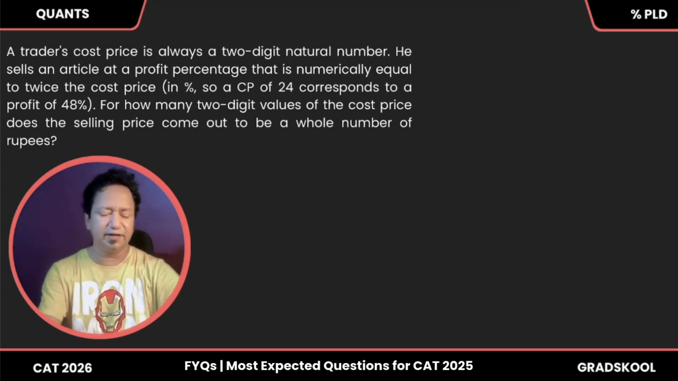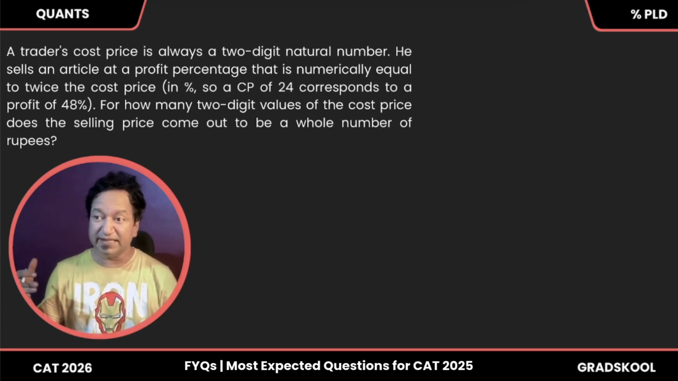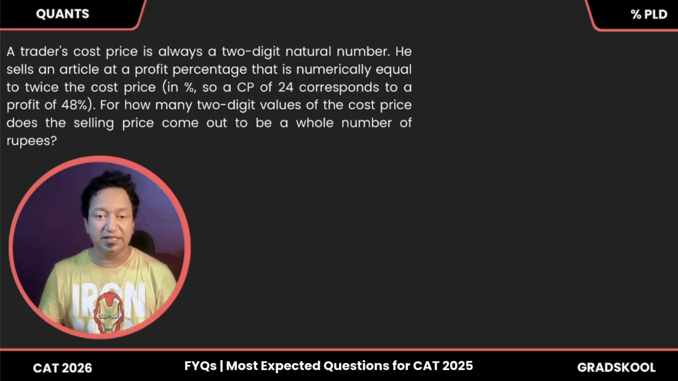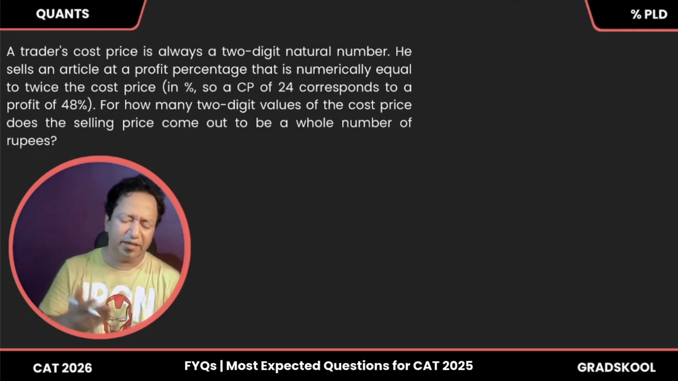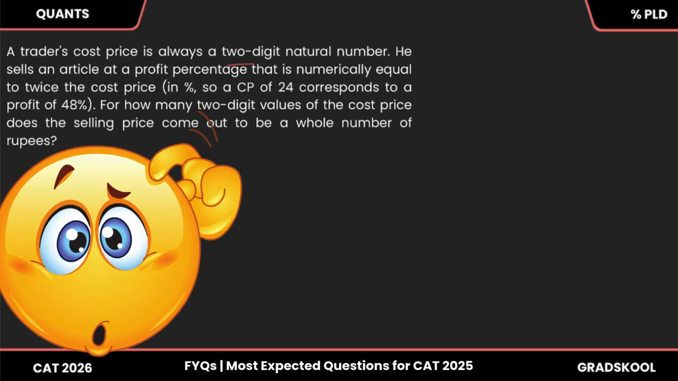This can be a really difficult question. So if the cost price is 10 rupees, the profit percentage is 20%. If the cost price is, let's say, 90 rupees, the profit percentage is 180%, and so on. By the way, it should be a two-digit number. That is what we know, the cost price. All right, so what can I do?